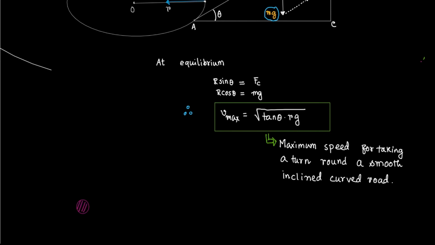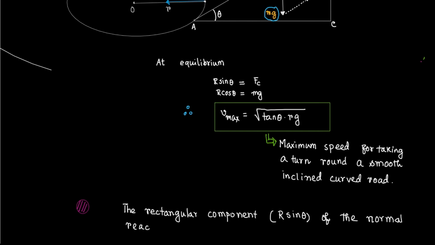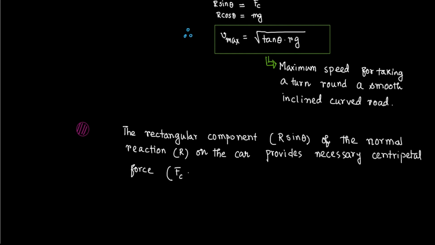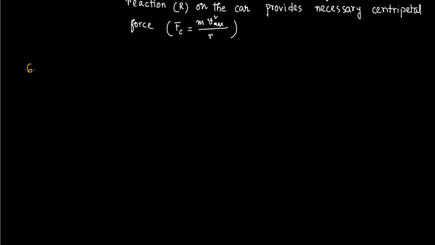Additional information: the rectangular component R sin theta of the normal reaction R acting on the car by the inclined road provides the necessary centripetal force Fc, equal to m Vmax square by R, because it will be the maximum centripetal force. Number 6 topic is maximum speed.